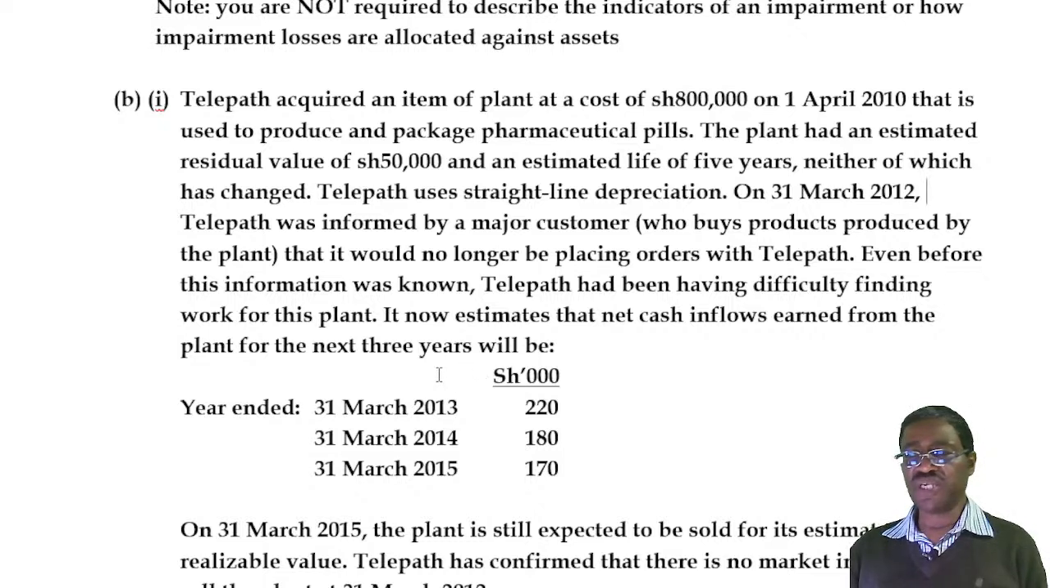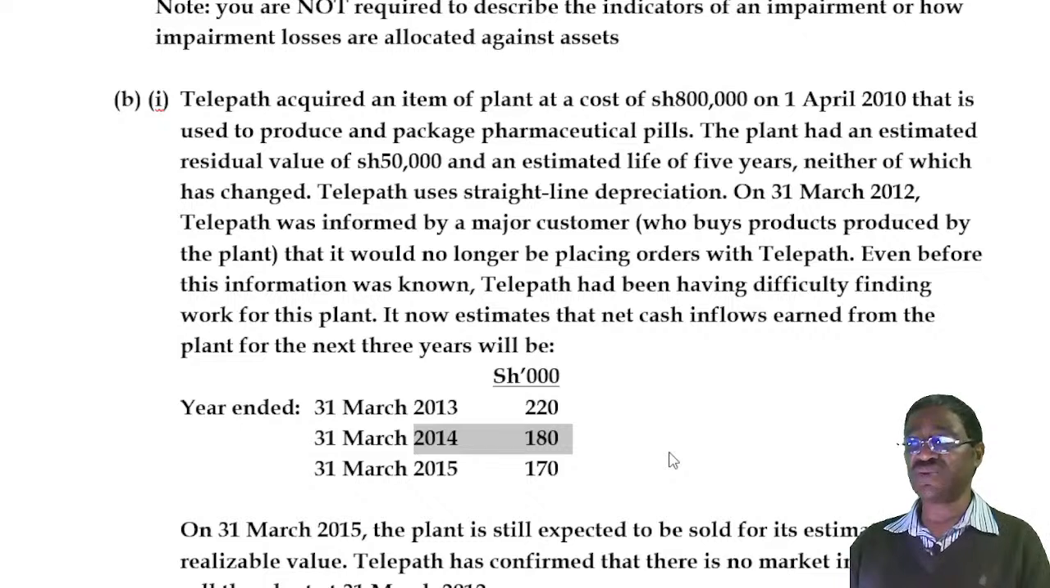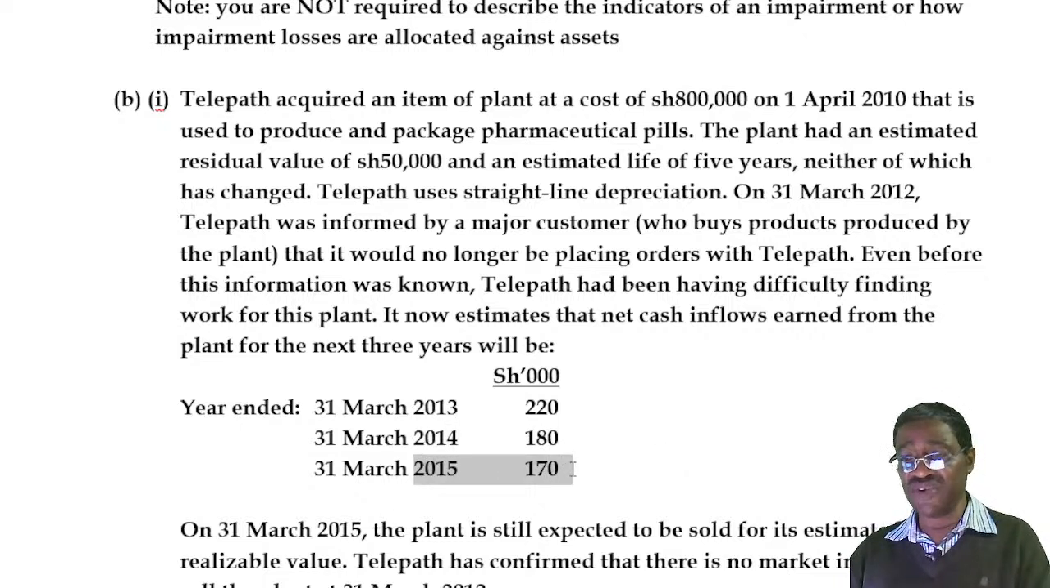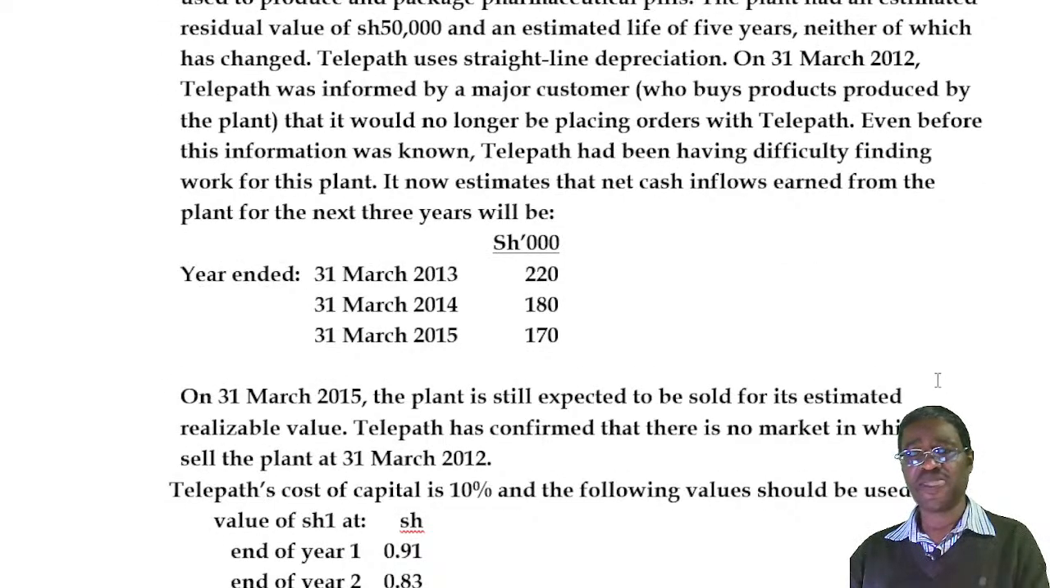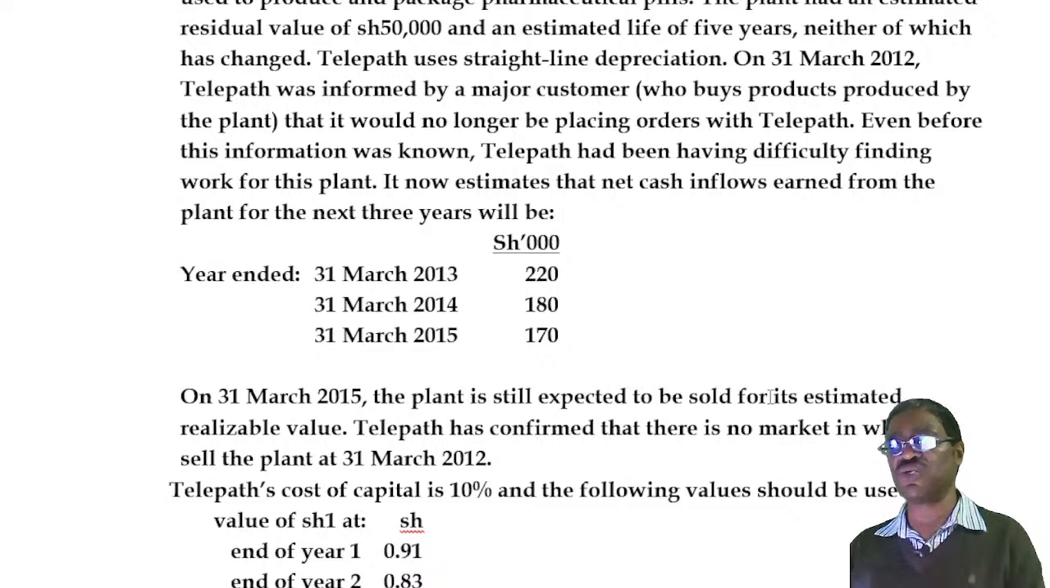We expect to generate cash flows by 31st of March 2012. We expect to generate 220. The other one, 31st March 2014, we expect to generate 180. The other one, we expect to generate 170. Then the question goes on. Listen to the next part. On 31st March 2015, the plant is still expected to be sold for its estimated realizable value.